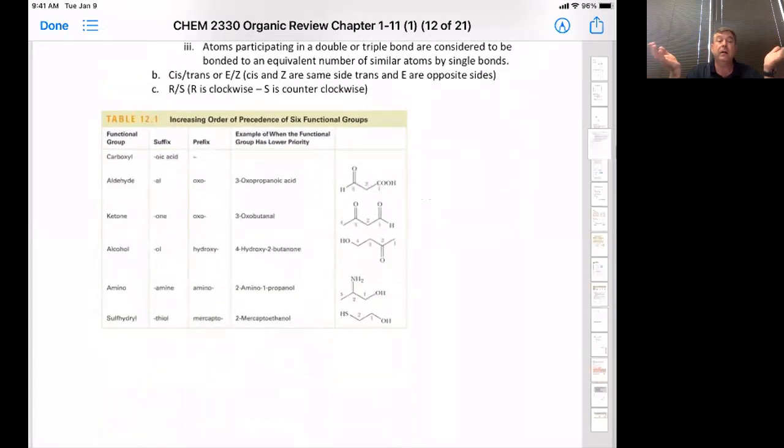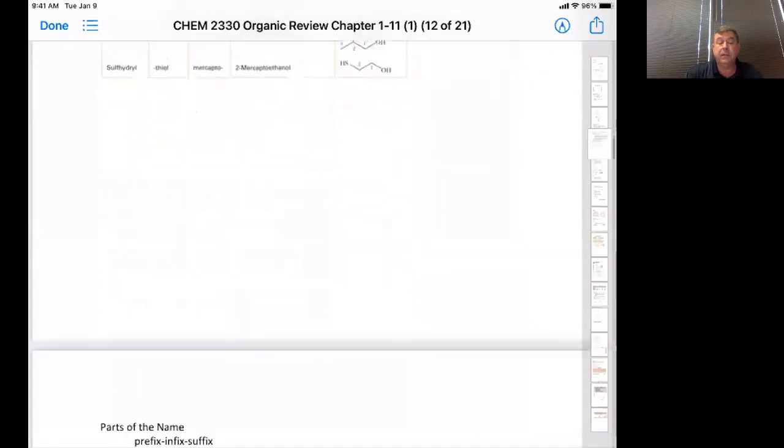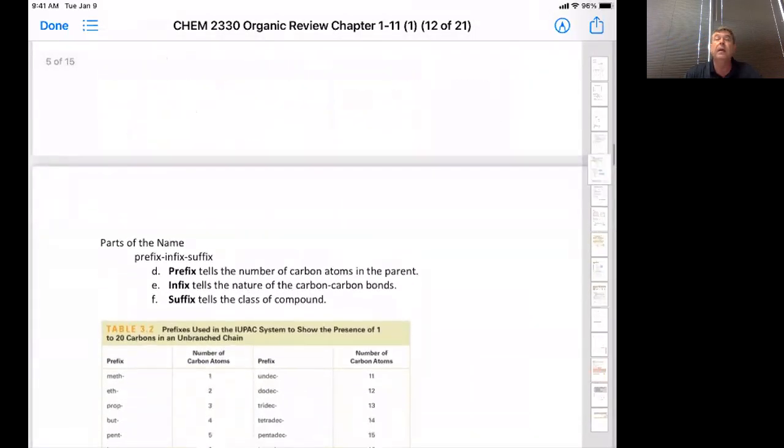Carboxylic acids are the highest order, so if you see a carboxylic acid, it's always named for that. Aldehydes and ketones are next, but if they're a substituent, you have to call them oxo. Then alcohols are either the alcohol or the hydroxy, and then chlorines and ethers never change the name. It's always named for the hydrocarbon.